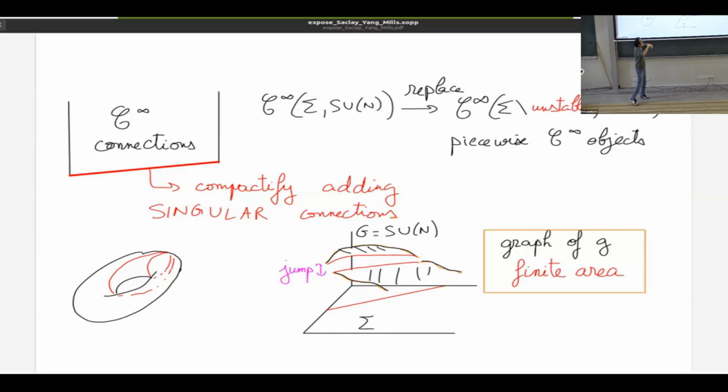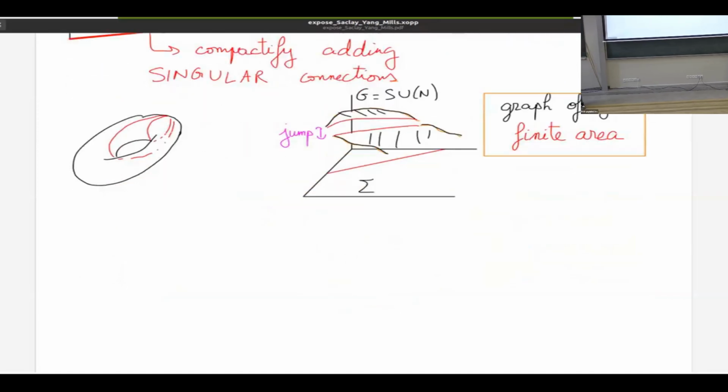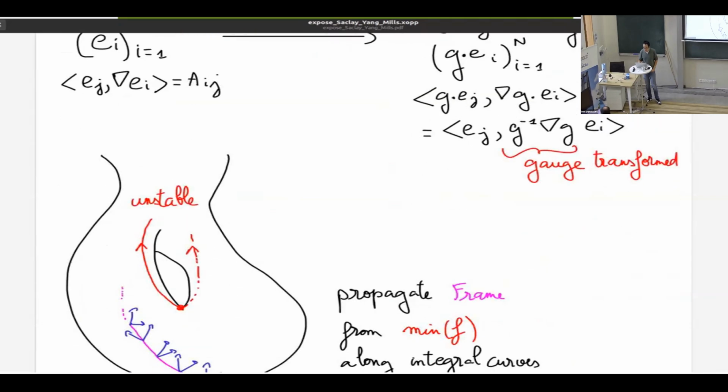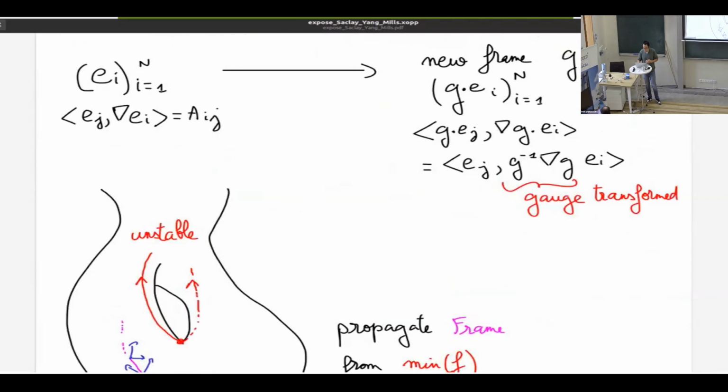And this jump, you have to think of it like a San Andreas gap, you see? So your gauge transformation is going to jump along the curve. And let me explain where it comes from.